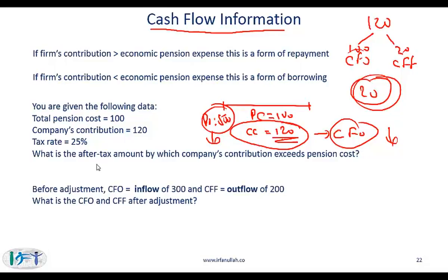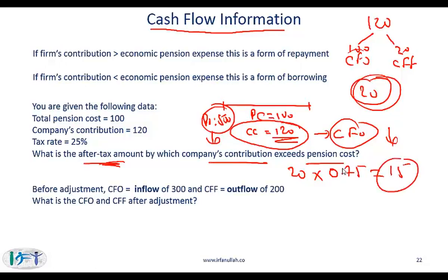If we look at numbers on an after-tax basis, so what is the after-tax amount by which the company's contribution exceeds pension cost? Then all we do is look at the difference of 120 and 100, which is 20, multiply that by 1 minus the tax rate, which is 0.75, so you will get 15. So on an after-tax basis, the impact is 15.